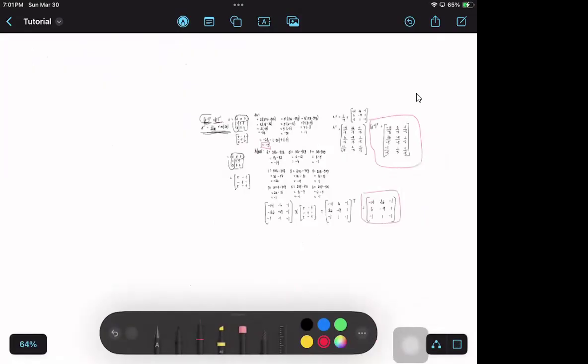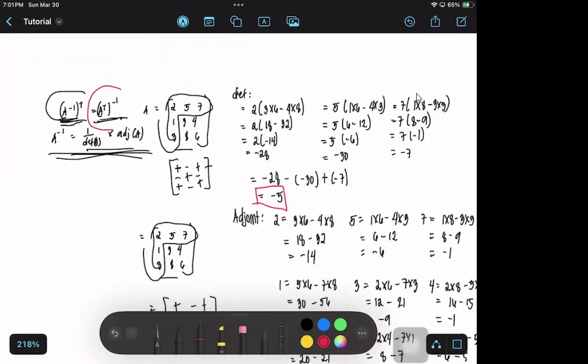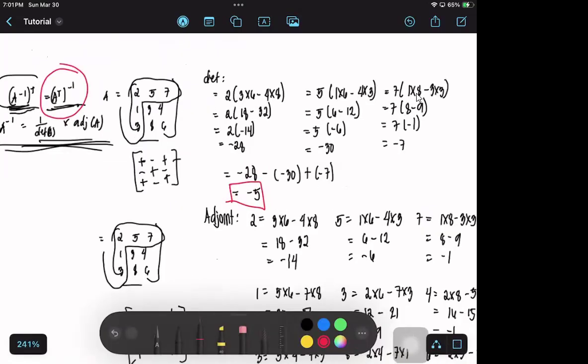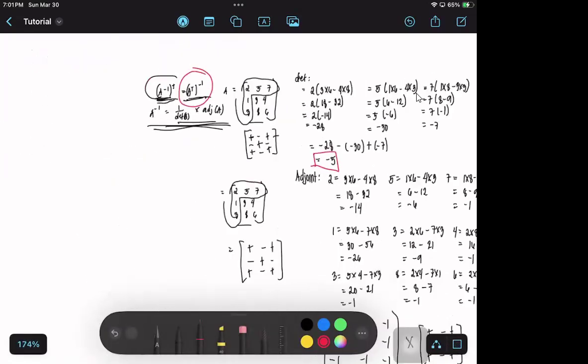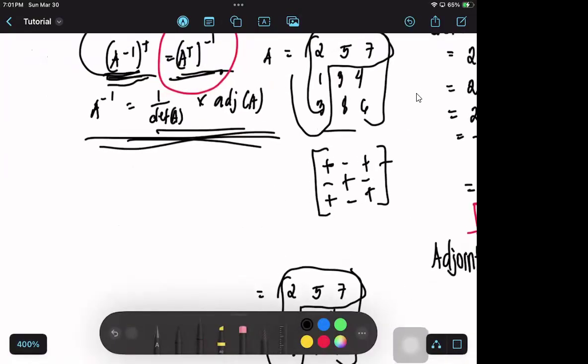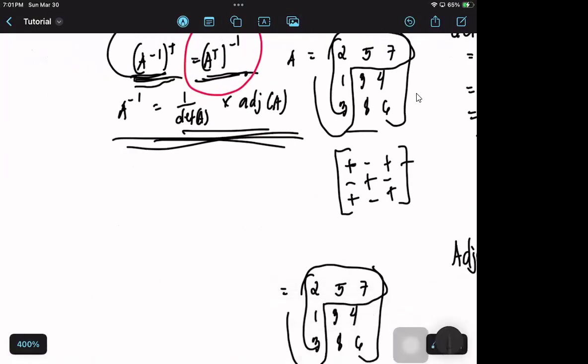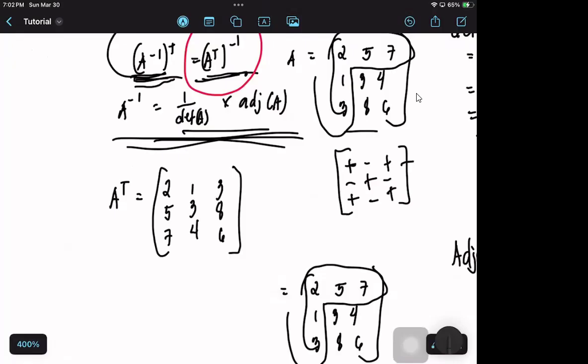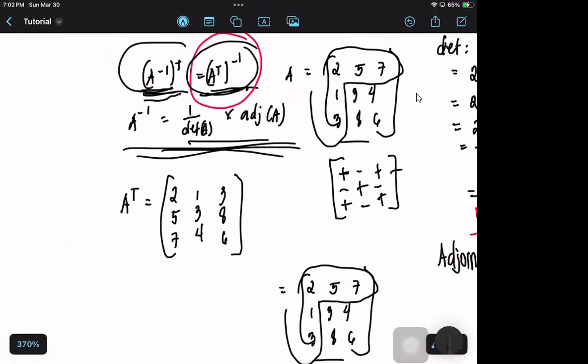So that is for that formula. But right now we'll get this other formula, which is A transpose first. So let me get the A transpose first so that we could use it later on. 257 will become the first column, then 134 the second column, 386 the third column. So this will be the transpose of the matrix.